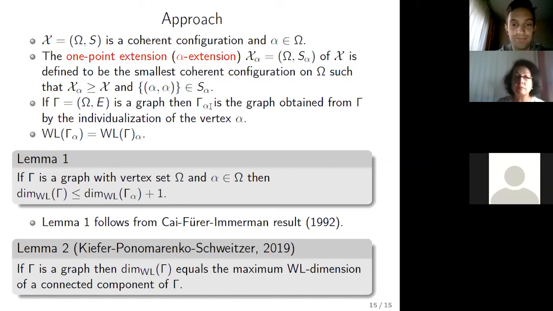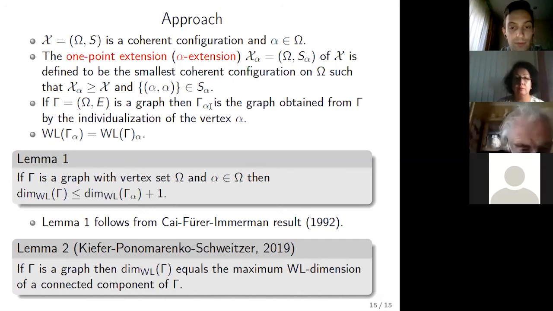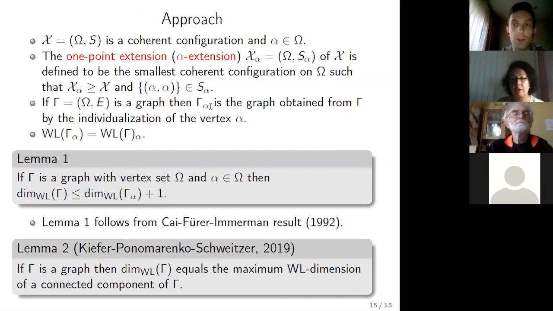Probably it's a comment. In the second lemma, you need to require that at least one of the components has Weyl dimension at least 2. Because if all of them are ones, then this is not true, certainly. Yes, sure. Yes, I'm sorry. Yes, of course. Okay, thank you, Ilya, for the comment.